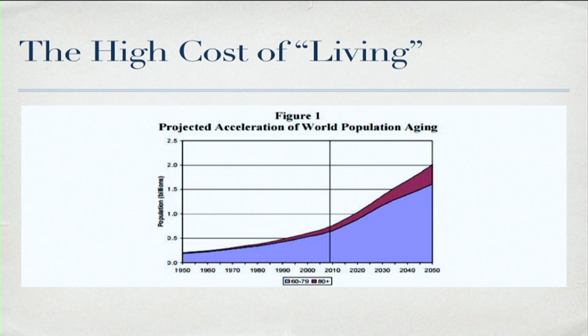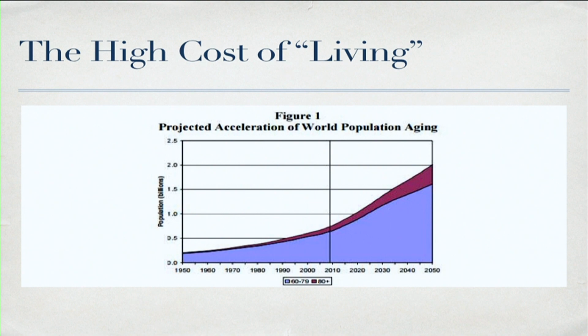So just to give you an example of how many people over the age of 60 we're going to be dealing with, this is projected out. Right now, just before 2020, there's going to be 1 billion people on this planet who are over the age of 60 by 2020. And by the time we get to 2050, it's going to be 2 billion people out of a projected 10 billion. So that's 20% of the population over the age of 60.